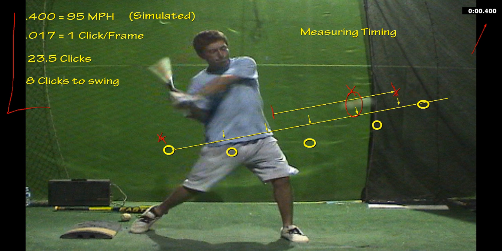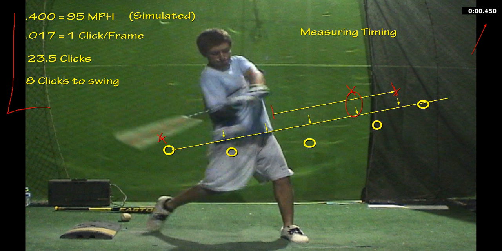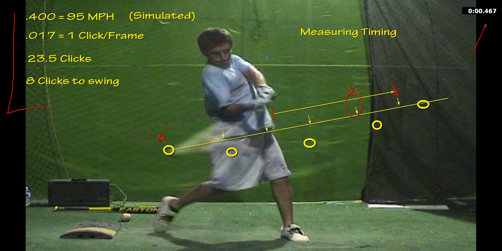Now, he's not getting there on time. Again, this is a drill that I'm asking him to be late. This is not him being late because he's not a good player. He's very capable of getting to this point.